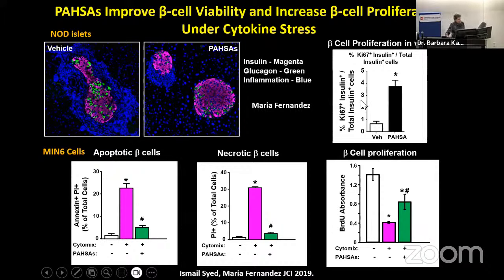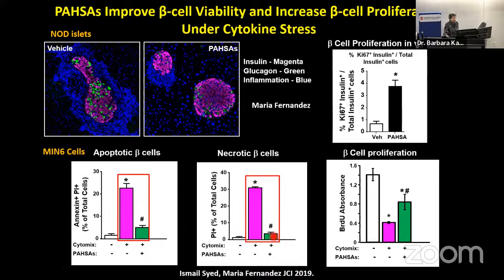And we wanted to know if these effects were really direct effects or if these were effects that depended on the immune system. So we then carried out studies in Min6 clonal beta cells where there is no immune system, and we stimulated them with cytokines, which increased apoptosis, and then treated with PASAs, which reduced that to a large extent. The same was true with necrosis, increased with cytokines, decreased with PASAs. And when we looked at beta cell proliferation, that was decreased with cytokines and partially restored with PASAs. So we think that there really are direct effects on the beta cell.